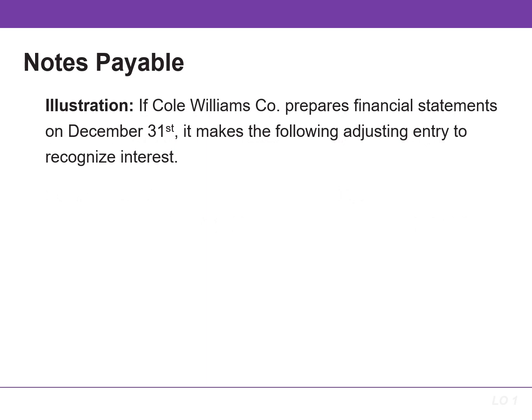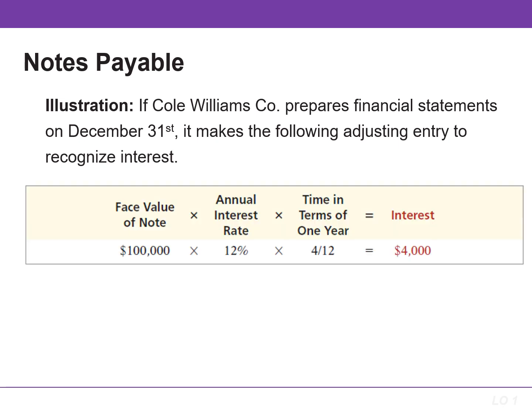If this company prepares financial statements on December 31st, it must make an adjusting entry to record 4 months of interest. The calculation for interest expense is the principal of $100,000 multiplied by the annual interest rate of 12%, and then we need to prorate the interest for the amount of time the note is outstanding. In this instance, it's 4 months or 4/12. The interest expense is $4,000.